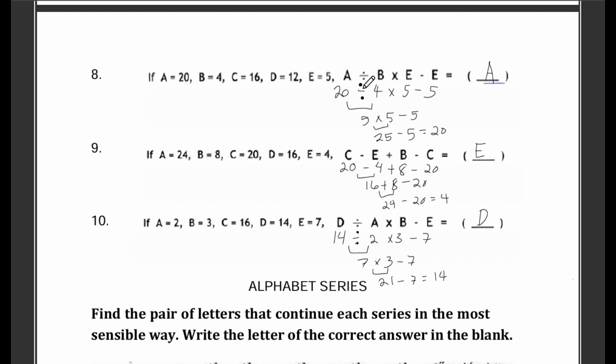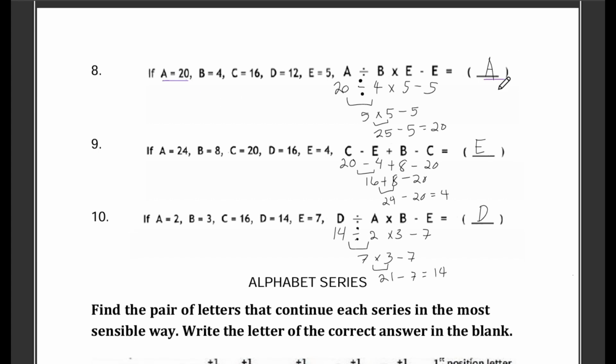Now, let's break this down step by step. We're going to take it really slow so you can follow along. First, we need to do A divided by B. A is 20 and B is 4. So 20 divided by 4 is 5. Next, we're going to multiply by E. E is 5, so we multiply 5 by 5, and that gives us 25. Finally, we need to minus E. So we take 25 and minus 5, which gets us back to 20. The question asks, which letter matches the answer? And since 20 is the value of A, the answer is A.